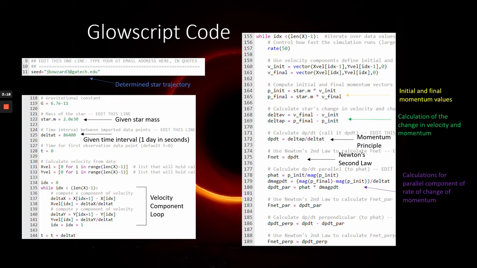The seed is unique to my email and determines the star's trajectory. I proceeded to plug in the given values of the star's mass and delta t. On the right, the initial and final momentum values are found by multiplying the star's mass by the initial and final velocities. After the momentum principle and Newton's second law are coded, the parallel component of the rate of change of momentum can be calculated.